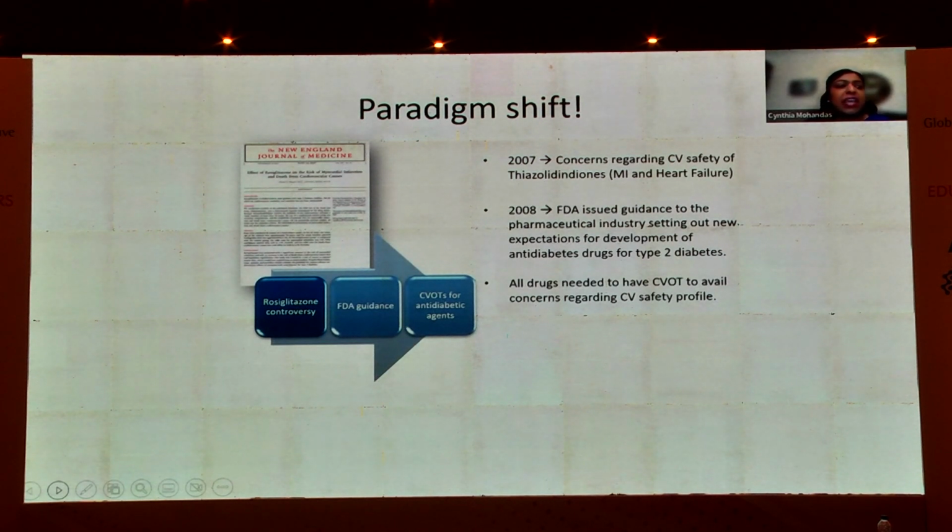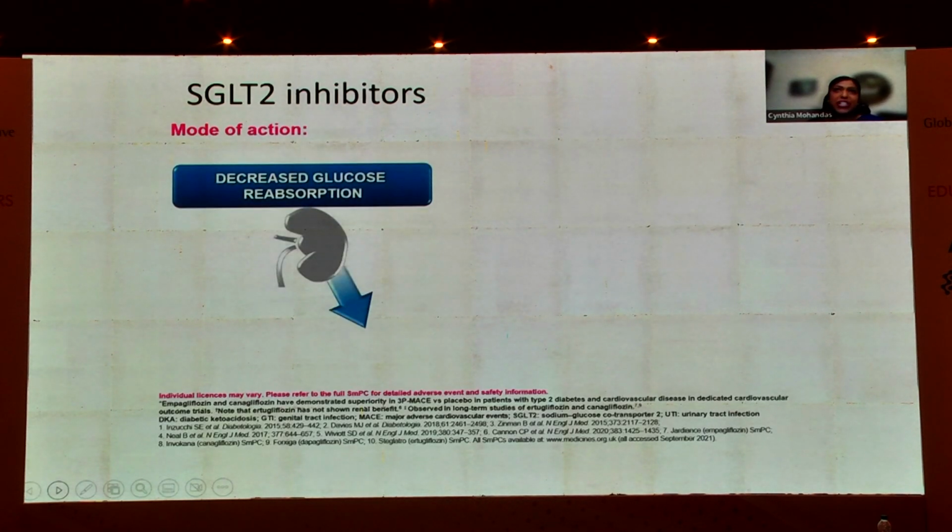As I said initially, it was all glucocentric, but in 2007, there were concerns regarding certain drugs, especially rosiglitazone, because it was linked with MI and heart failure. And in 2008, FDA issued guidance to all the pharmaceutical industries, setting out new expectations for development of anti-diabetes drugs for type 2 diabetes. All drugs which were developed later needed to have cardiovascular outcome trial evidence to allay concerns regarding their safety profile. And thus emerged the SGLT2 inhibitors.